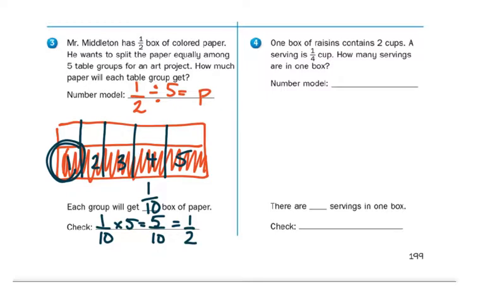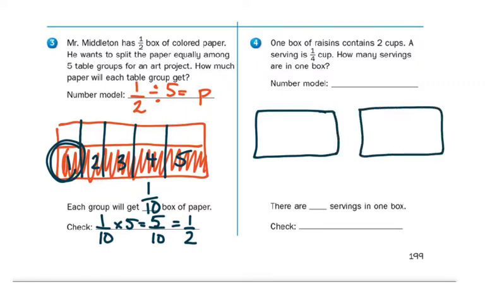And lastly, 1 box of raisins contains 2 cups. A serving is 1/4 of a cup. How many servings are in 1 box? Here's box 1, 1 cup, box 1, 2nd cup, and they're each in 1/4 cup serving. So I'm going to take each one of those cups and divide it into 4 equal parts. The number model is 2 cups divided into 1/4 of a cup per serving. I'll put R for raisins.